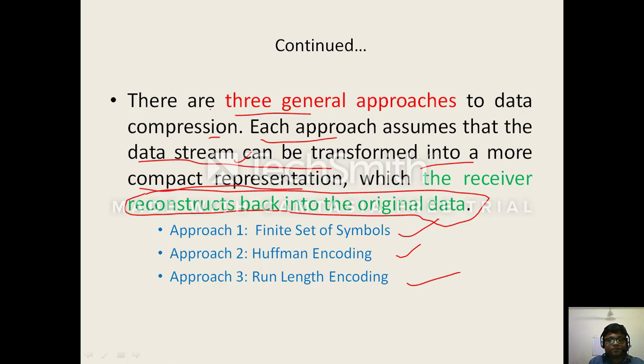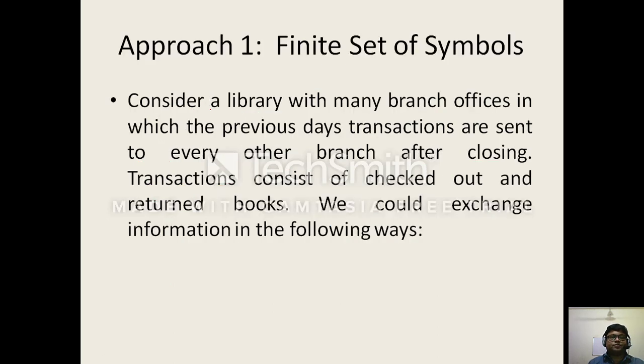So first of all, finite set of symbols. Let us try to understand with an example. Consider a library with many branch offices in which the previous day's transactions are sent to every other branch after closing. Transactions consist of checked out and returned books. We could exchange information in the following ways.